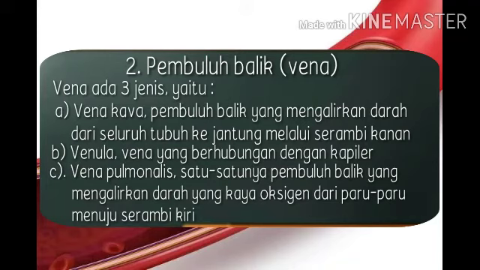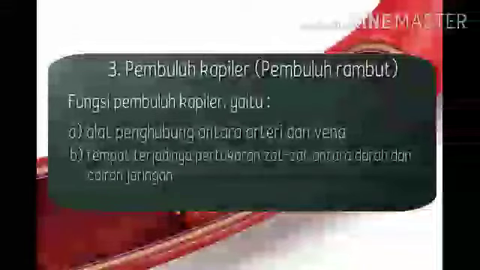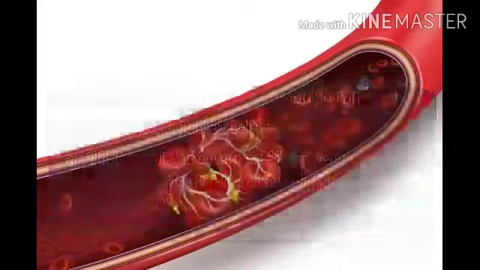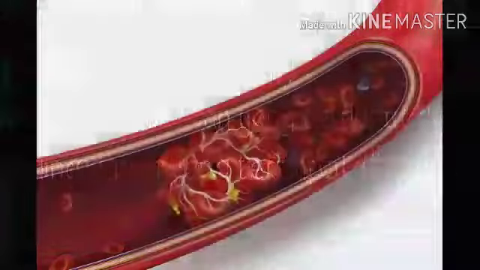And the pulmonary veins. Pulmonary veins are the only veins that drain oxygen-rich blood from the lungs to the left atrium. The last, capillaries. The function of the capillaries is connecting arteries and veins, where the exchange of substances between blood and tissue fluids occurs, absorbing food substances in the intestine, and filtering the blood in the kidneys.